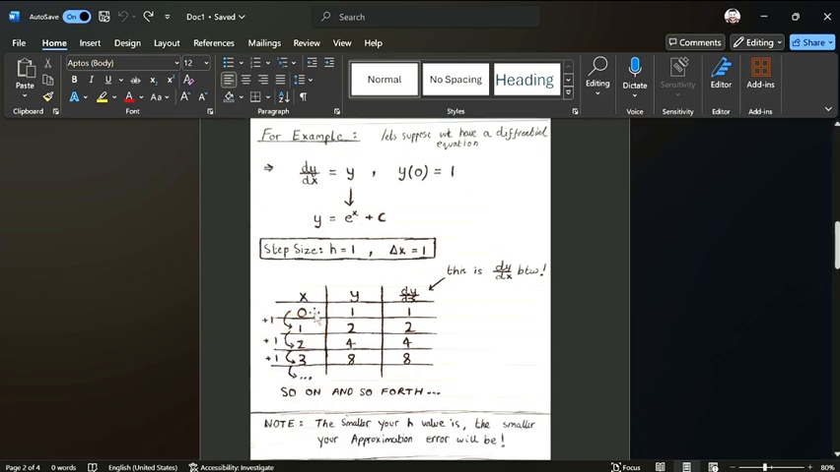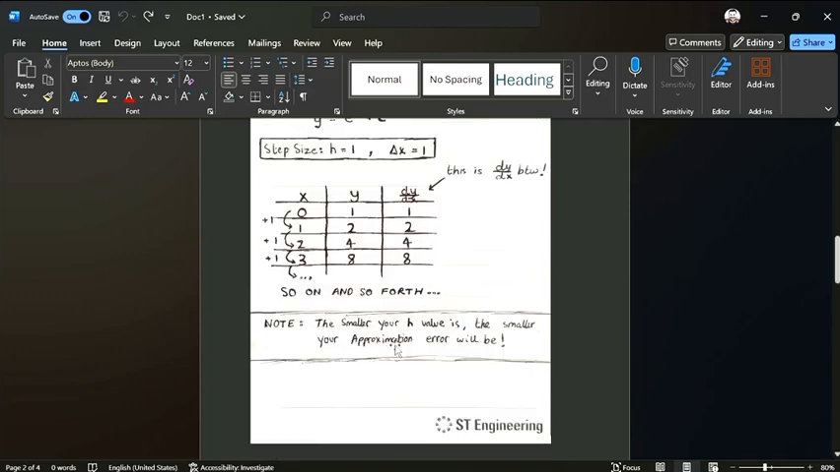y is equal to e to the power of x. So when x is equal to 0, y is going to equal 1. And if you assume that the gradient is a constant, dy/dx is going to equal y. And if y is equal to 1, dy/dx is going to equal 1. Take note that the smaller your h value is, the smaller your approximation error will be.